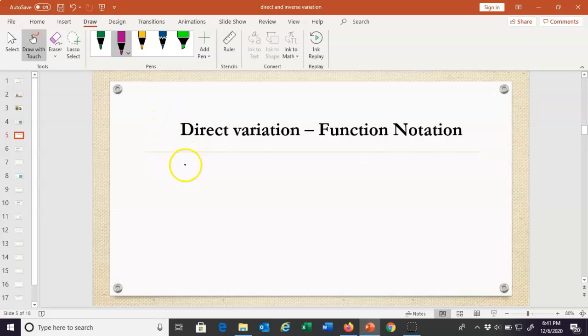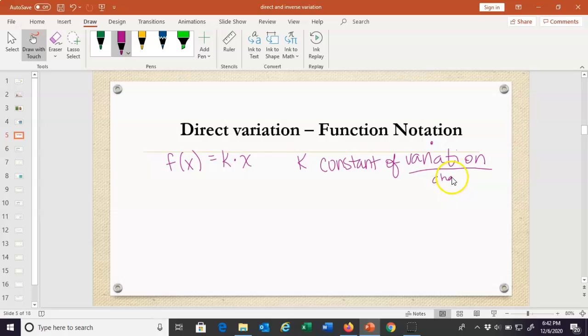There is a general form of this, and we can show you using function notation. It's f of x equals k times x. So k here is called the constant of variation. Now, in your minds, you usually think this would be m, the slope, right? And it is, essentially. The value in front of the x is the slope, and that's the variation or change in that line.